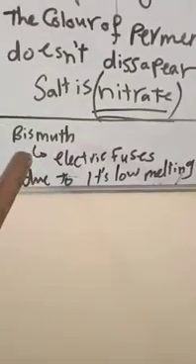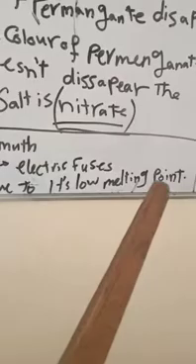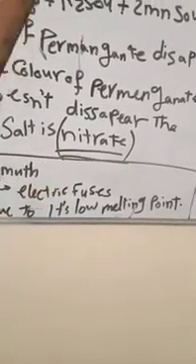Finally, we can use bismuth in the electric fuse because it has a low melting point. It's a metal, but it has a low melting point.